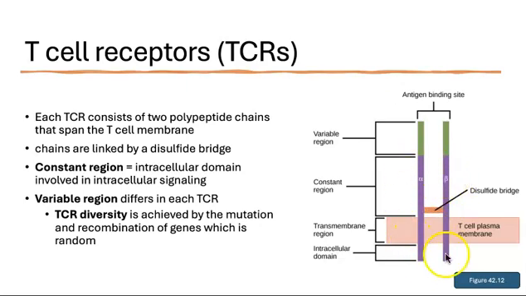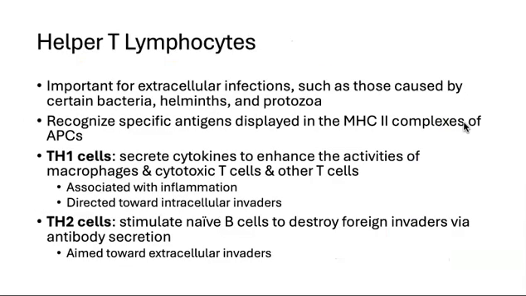We have this region in purple that remains constant, and this is its intracellular domain that's involved with intracellular signaling, whereas the variable region is going to differ within each TCR. And this creates TCR diversity, which is achieved by mutation and a recombination of genes, which happens at random. So we literally get a ton of different combinations that can be prepared to bind any assortment of epitopes or antigens. Now, a bit more on our helper T cells.